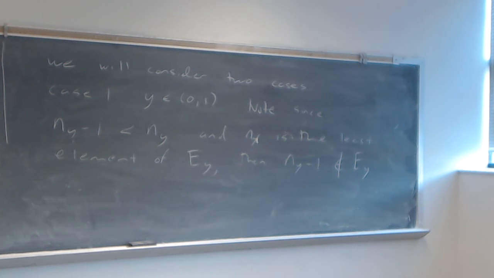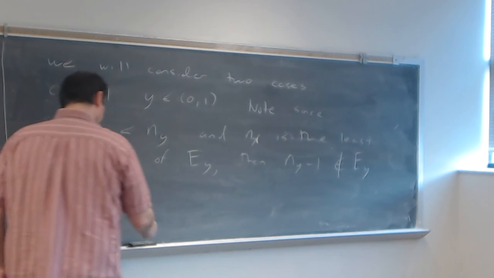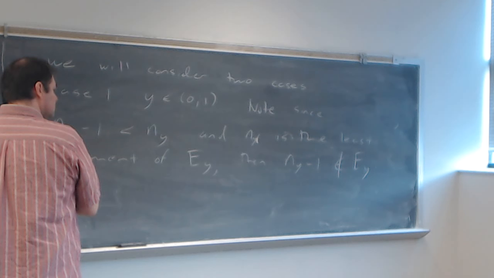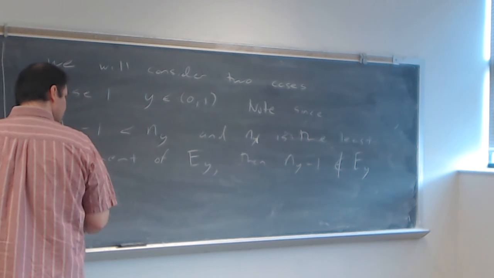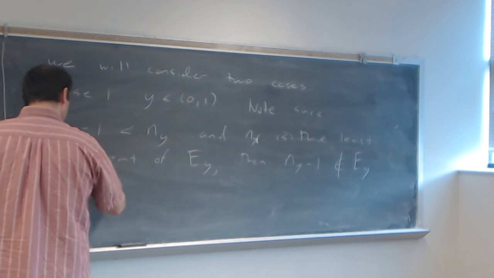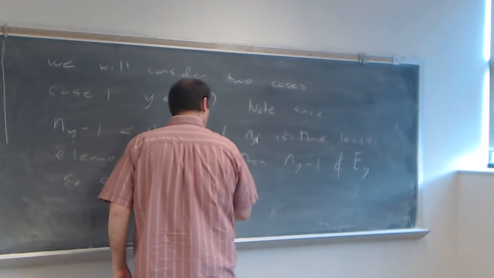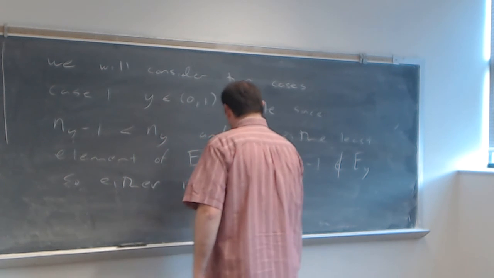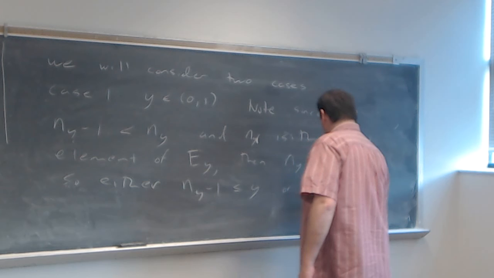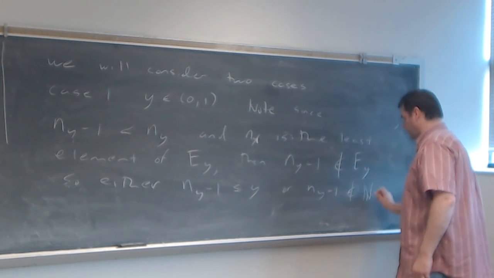What does it mean for n sub y minus 1 not to be in E sub y? Well, what did it mean to be in E sub y? E sub y members had two qualities. They were natural numbers and they were bigger than y. That's what it is. So at least one of those fails. Is that okay? Okay. So either n sub y minus 1 is less than or equal to y, or n sub y minus 1 is not a member of the natural numbers.